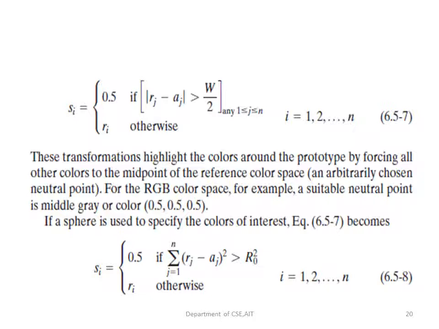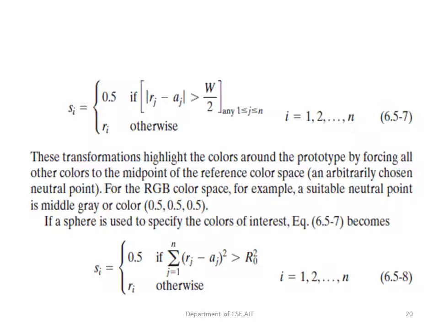These transformations highlight the colors around the prototype by forcing all other colors to the midpoint of the reference color space. So we are choosing one arbitrary neutral point. For the RGB color space, a suitable neutral point is gray, that is when R, G and B are 0.5, 0.5 and 0.5.